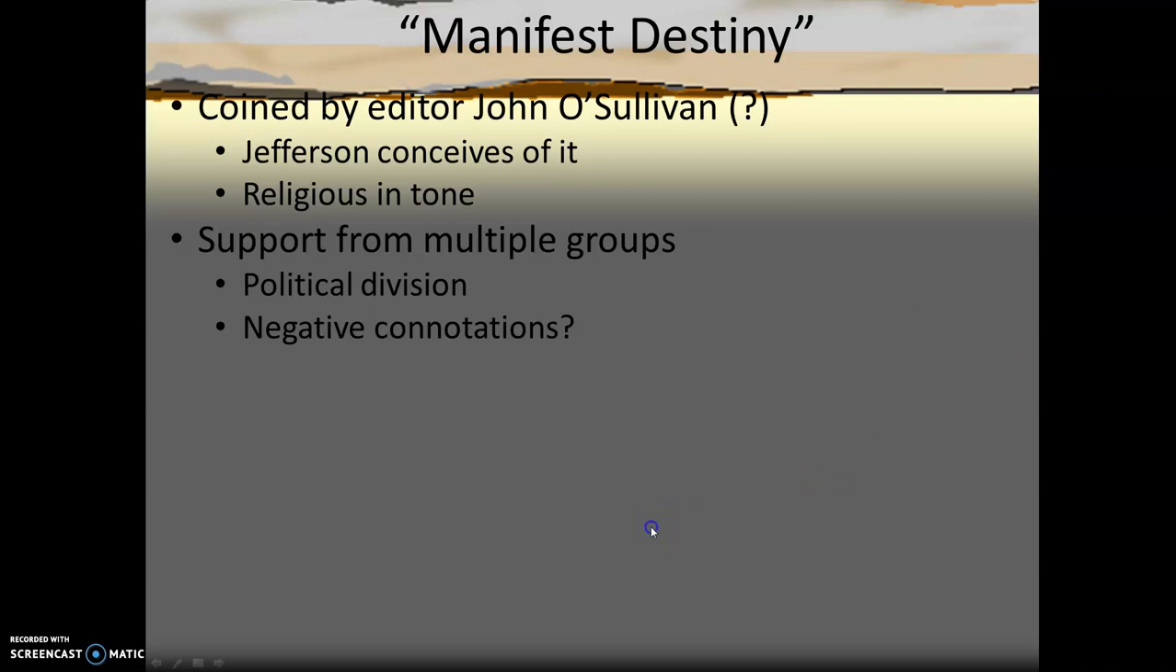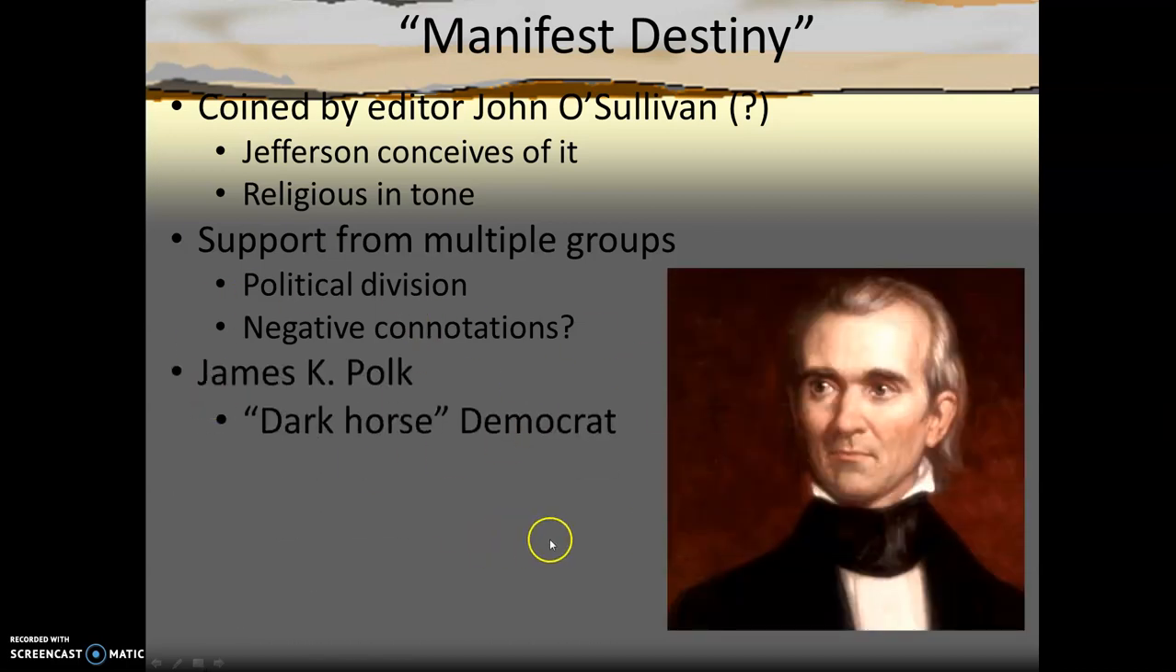Now again, manifest destiny. President James K. Polk. Polk was what we would call a dark horse candidate for the presidency, and that meant that before the nomination convention he had very little chance, yet he emerged victorious. Polk was nicknamed Young Hickory because he was a political protege of Andrew Jackson. He was called Old Hickory. He kept his ideas close to his chest.